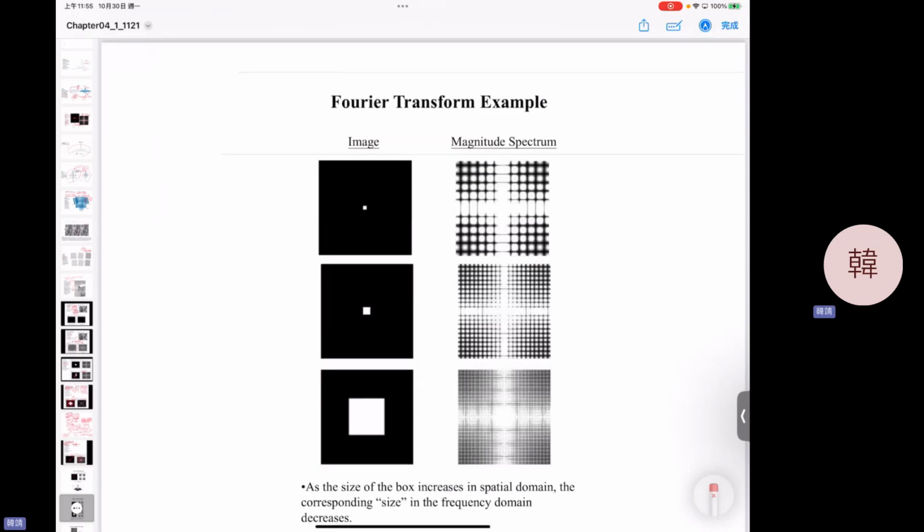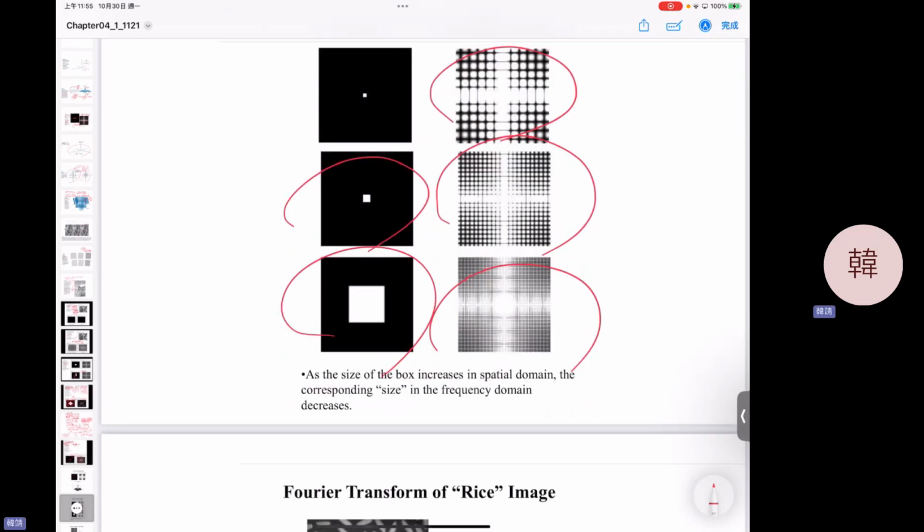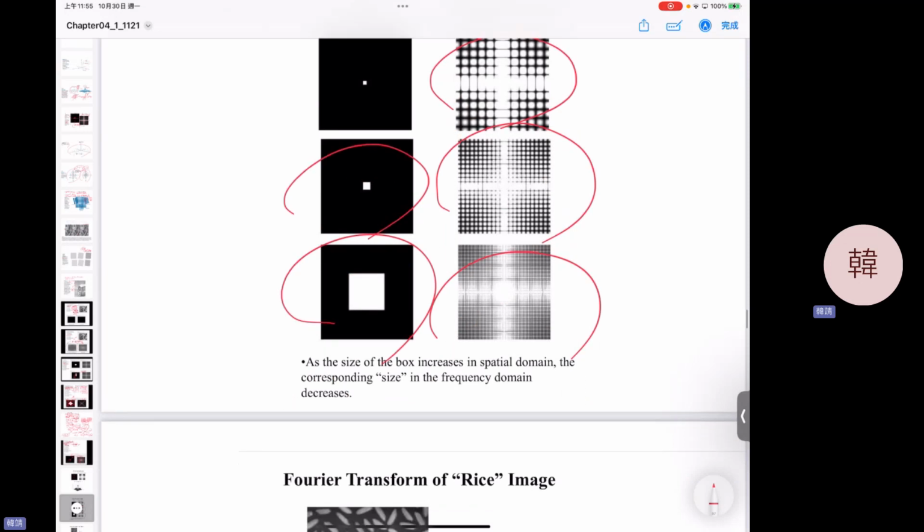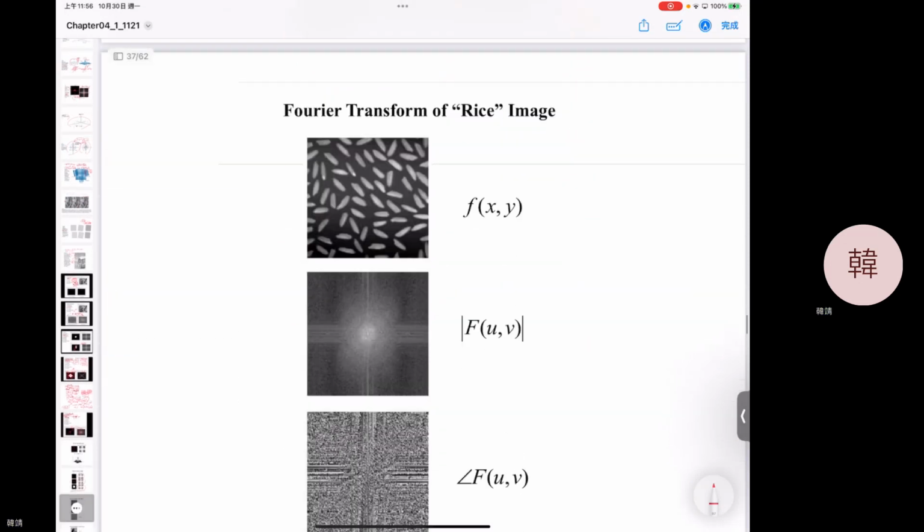Fourier transform example. Maybe I'll give you the first one and the third one and give you the result. You have to make the right selection, the right mapping. The small one's magnitude spectrum becomes a wider sinusoid, and for the larger one, the frequency spectrum is a denser sinc function. The size of the box increases in the spatial domain, and the corresponding size in the frequency domain decreases.